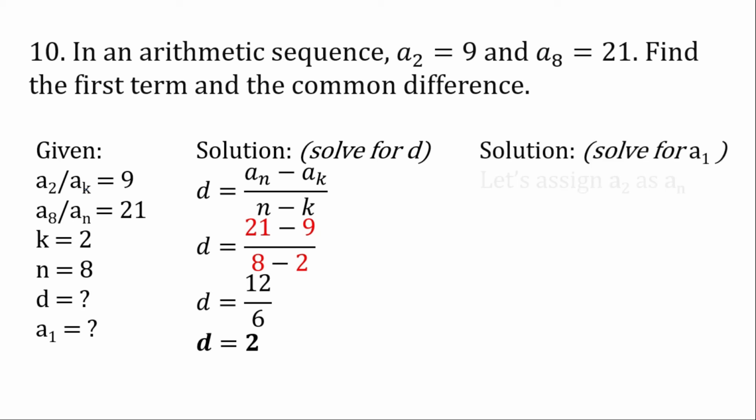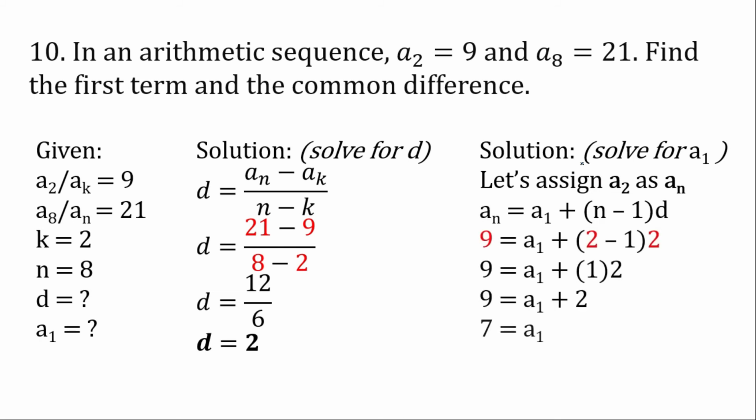Now let's use a sub 2 as our a sub n. So we just subtract 2 here. So 9 minus 2 is equal to 7. So our a sub 1 is equal to 7. But if you want to use the formula, just make a sub 2 as a sub n and use our formula, and we will get a sub 1 as 7 and d is equal to 2.